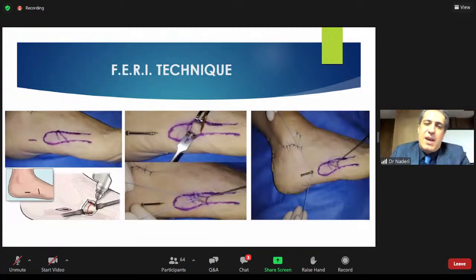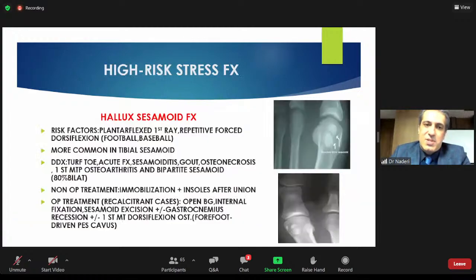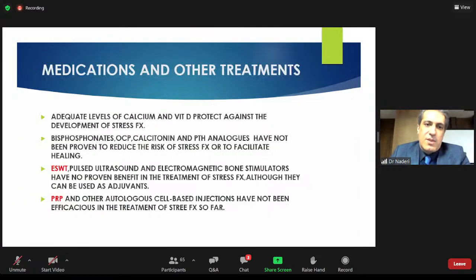In this technique, we have these two minimally invasive incisions. The fracture site is opened minimally, and this technique is like a tension band wiring technique, and they use number 2 fiber wire tape to complete the construct. Thank you for your attention.